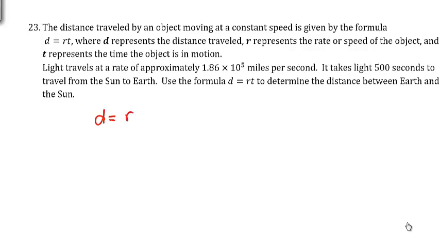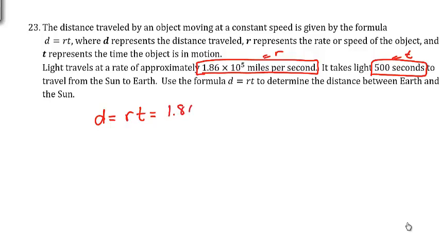So d equals rt, and so we're given the rate. The rate is 1.86 times 10 to the 5th, and we're also told how long. 500 seconds is how long it takes. So that's the variable t. So you're going to have 1.86 times 10 to the 5th times 500.